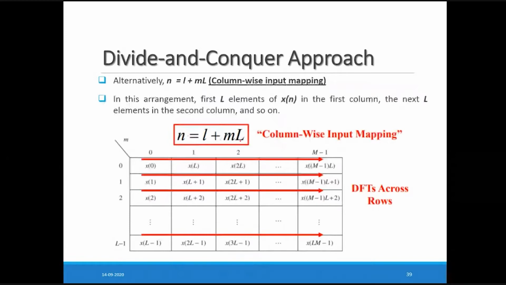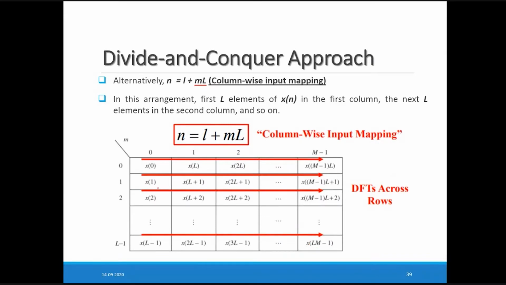So you can see x0, xL, x twice L. So here whatever your column index is, that is L, and that is divided into M number of columns. So here you are getting x0, x1, x2 up to x L minus 1. This is your first column. And the second column, so twice of that, x twice L minus 1. Third column, x 3L minus 1. So a total of M number of columns are there. So x LM minus 1.